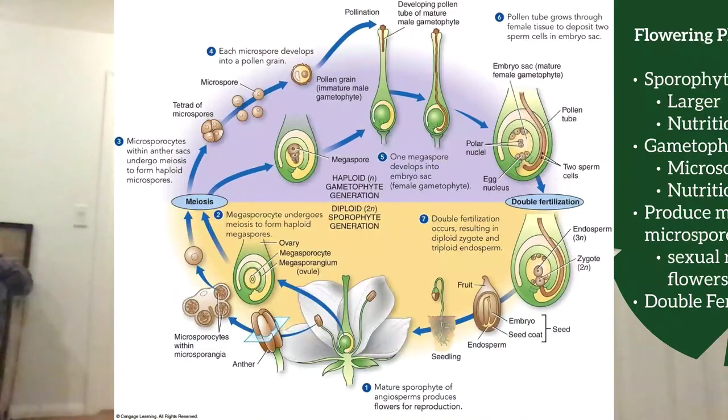So 2 sperm cells enter in there. One fertilizes the egg, so that's going to produce the zygote. Another fertilizes the 2 polar nuclei, so 2 other cells. Each of those are haploid, so there's 2 of those that are haploid. And then the sperm fertilizes those and it becomes a triploid. That's what produces the endosperm. That's the nutritious portion and something that's unique to the angiosperms.